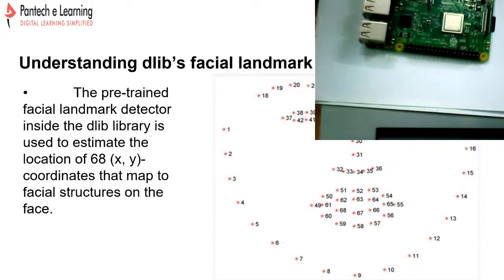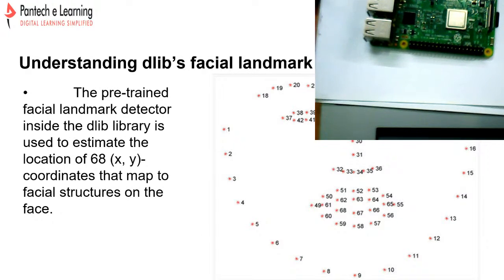To do this entire thing we are using the dlib facial landmark detector. If you want to detect the face, first we need to train the entire face, the 68 facial landmarks, by using Haar cascade files. Then after that, for detection purposes, we are using dlib.